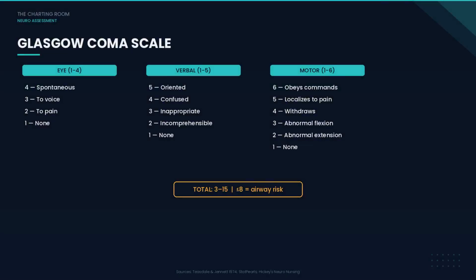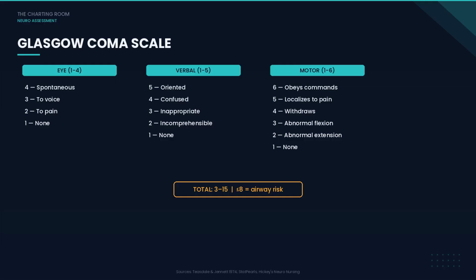The single most sensitive indicator of neurological status is level of consciousness. Not pupils, not motor strength. LOC changes first, and it changes before other signs do. We measure it with the Glasgow Coma Scale, or GCS. 3 categories: eye-opening, verbal response, and motor response.